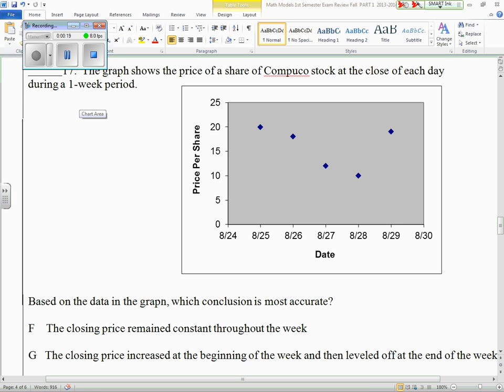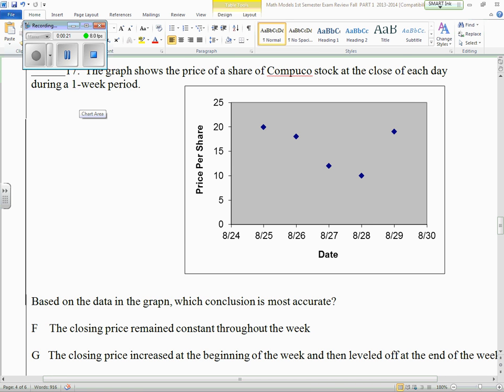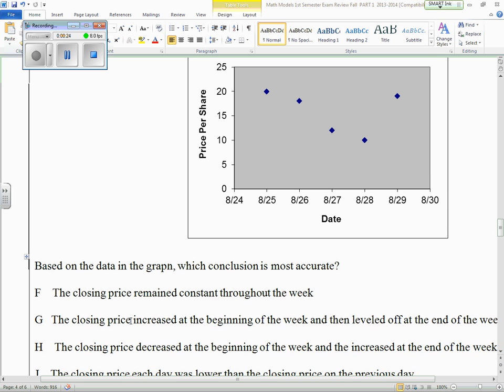The closing price remained constant. I don't see a constant closing price. The closing price increased at the beginning. So it's not going up, it's going down. So it decreased at the beginning. I like that part. And then increased at the end. So it decreased at the beginning and then increased at the end.